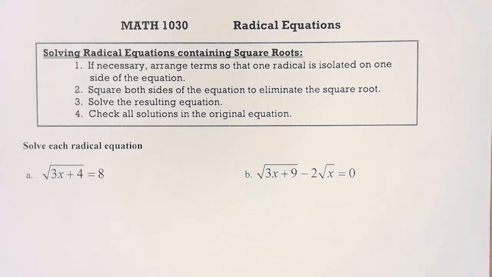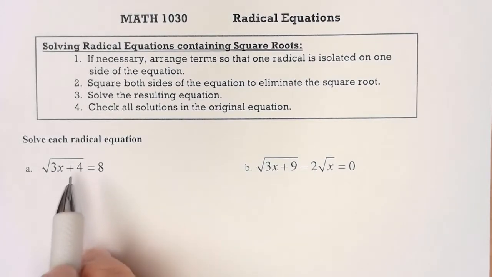Second thing, square both sides of the equation to eliminate the square root. Remember, you've got to do the same thing to both sides to stay legally correct. Third, solve the resulting equation, and number 4, you should always check solutions in the original, because sometimes you can come up with what's called extraneous solutions. So let's see what we can do.